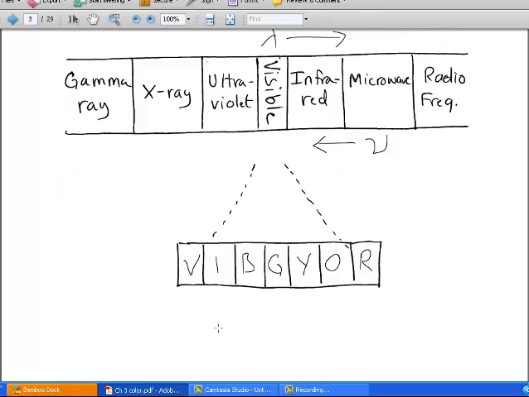Alright, and then this entire spectrum is all different wavelengths and different frequencies. Sorry, I had it backwards. Different wavelengths and different frequencies. And so they're different wavelengths and frequencies. But one important thing you need to remember is they all have the same speed.